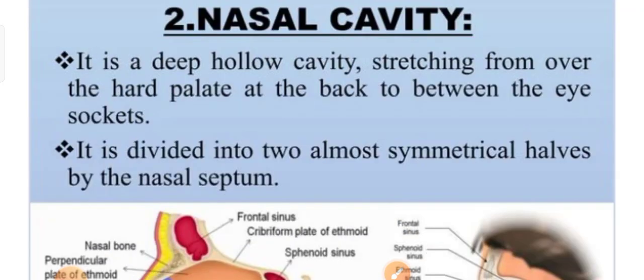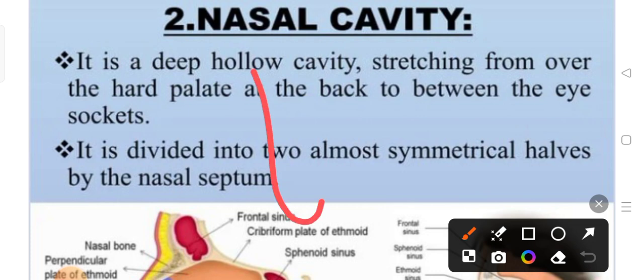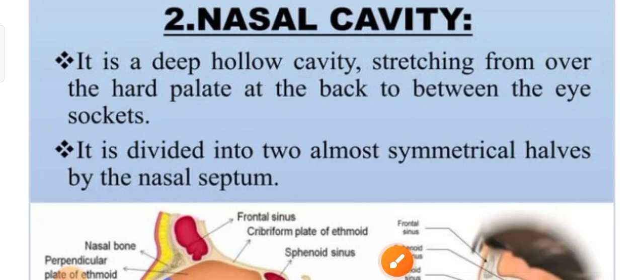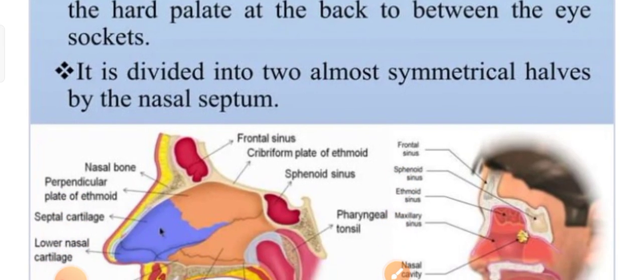Next, coming to the next part, the nasal cavity. It is a deep hollow cavity stretching from over the hard palate at the back to between the eye sockets. It is divided into two almost symmetrical halves by the nasal septum. Symmetrical means the same, like your hands, which are similar. Nasal cavity is a deep hollow cavity stretching from over the hard palate at the back to between the eye sockets, divided into two almost symmetrical halves by the nasal septum.